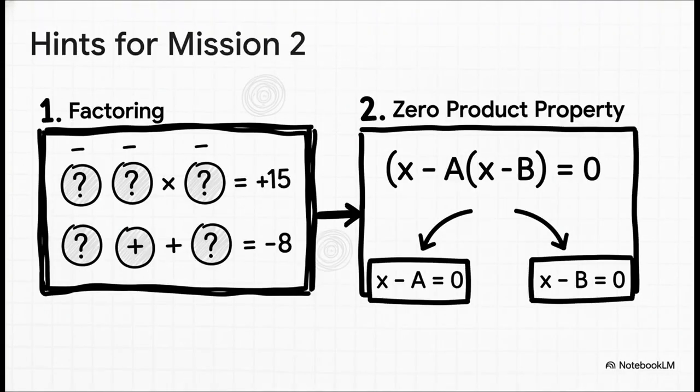For Mission 2, just remember it's a two-step process. First, find those factors. But look closely. They multiply to a +15, but they add up to a -8. What does that tell you about the signs of your two numbers? Then, once you've got it factored, just set each piece equal to 0 and solve.